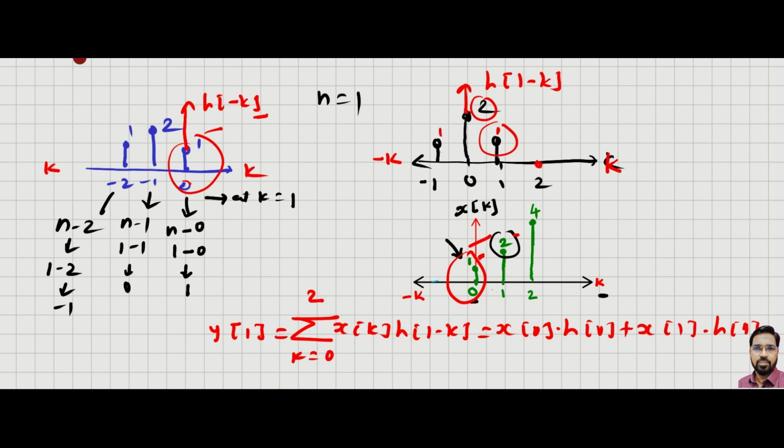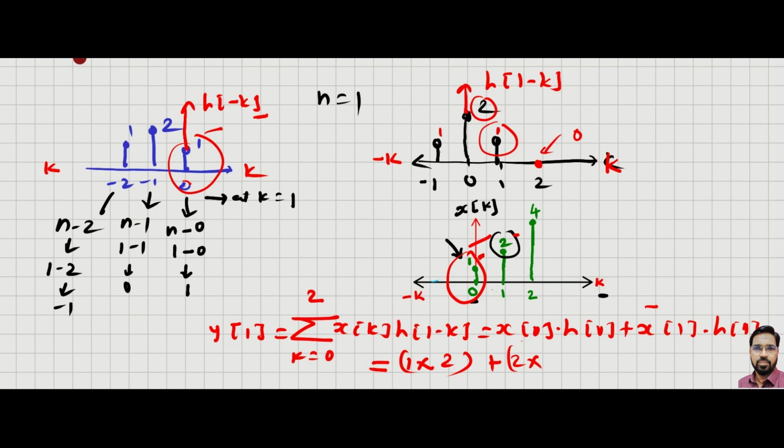Other values, like h of 2, have the value 0 in this case. The answer is: x of 0 is 1 into h of 0 is 2, plus, what is x of 1? x of 1 is 2 into h of 1.